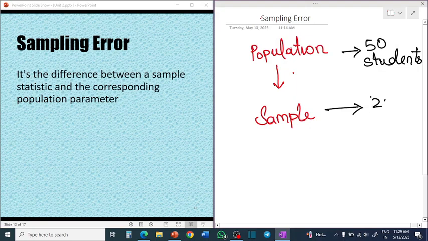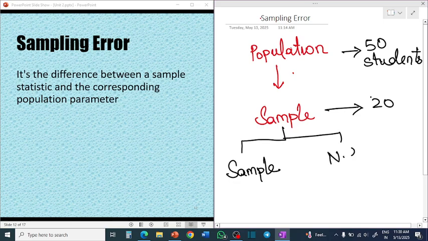Population is all the people or all the data points from where you can collect your information or data. And sample is the selected number of people or data points from which you have decided to collect your data and conduct your research. Now we will talk about sample error. Sample error is of two types: one is sampling error and another one is non-sampling error.